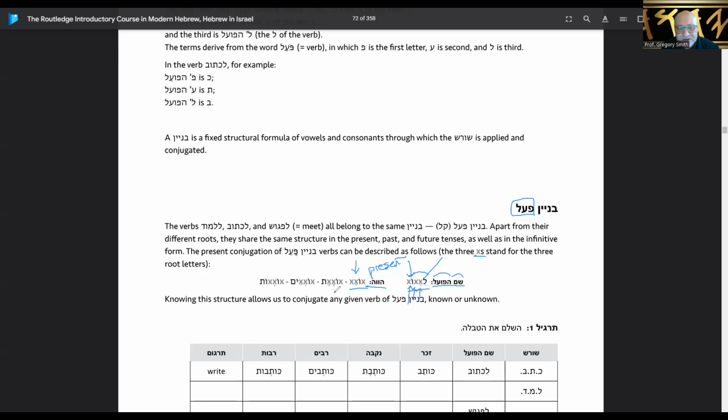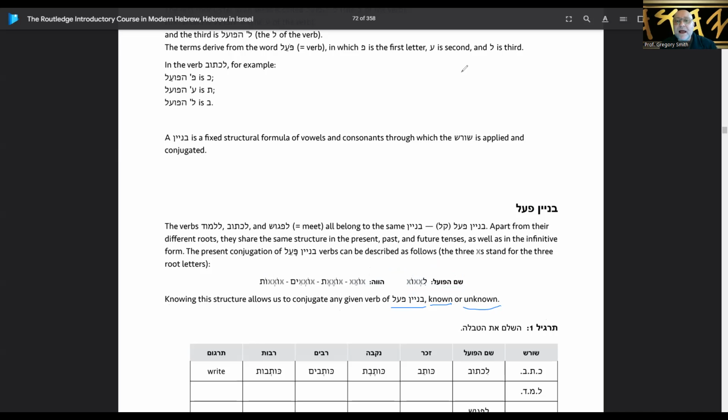So this would be the masculine singular. This would be the feminine singular. This would be the mixed plural, because remember, even if you have one guy in a group of 11 women, it defaults to masculine plural. I know it sounds sexist, but that's just the grammar, the way it is. And then this is feminine plural here, strictly, in that pattern. Knowing this structure allows us to conjugate any given verb of the binyan pa'al, known or unknown.